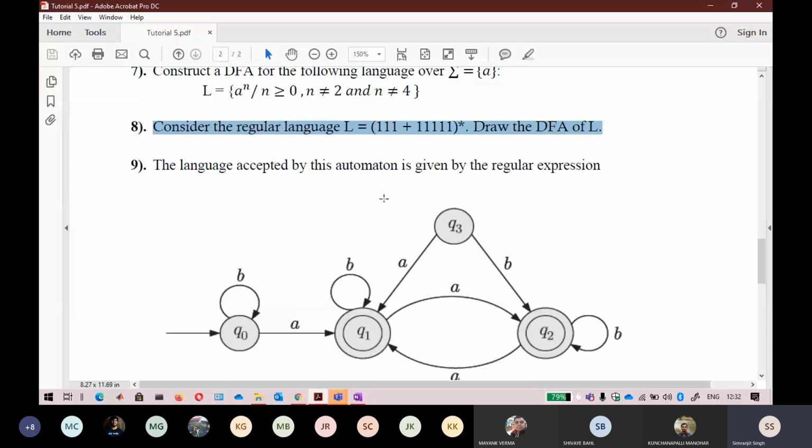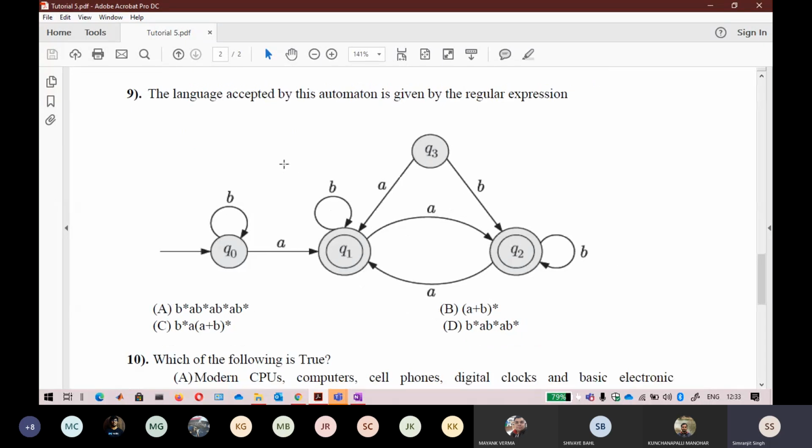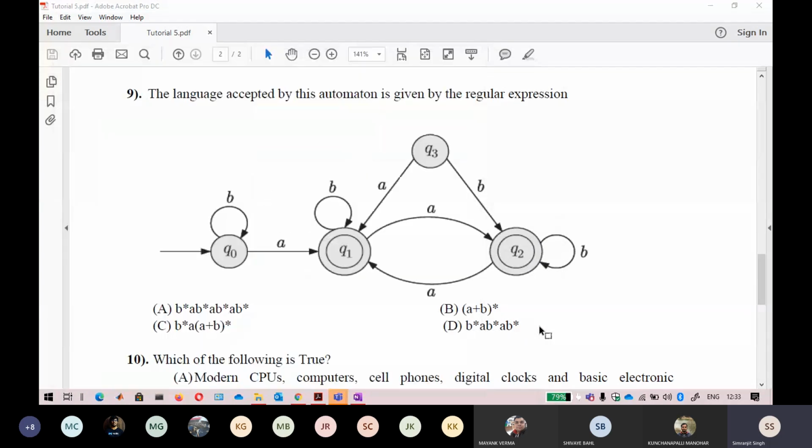The eighth question is a bit difficult. I will give you an explanation for this, but before doing this, I think you can do the ninth question. The options A, B, C are given and you have to derive the regular expression. Just take a look at it. I think you can easily do this. Just tell me what will be the answer here.